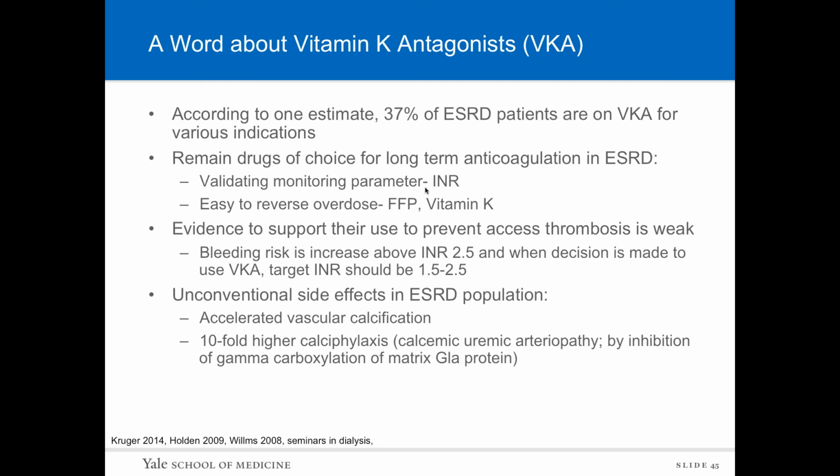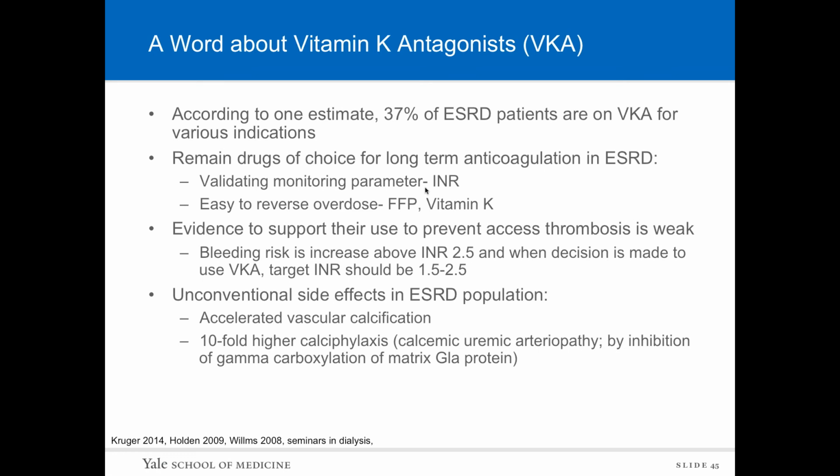The evidence to support their use to prevent access thrombosis, which will be of interest to all of you, is quite weak. In fact, a systematic review found that the bleeding risk is prohibitive when INRs of about 2.5 are targeted. Thus, if a decision is made to use Coumadin in cases of access thrombosis, the INR should be maintained between 1.5 and 2.5. And this should be used in very selected patients.